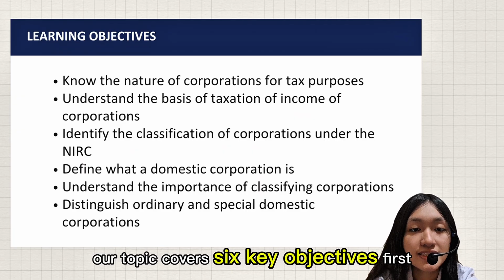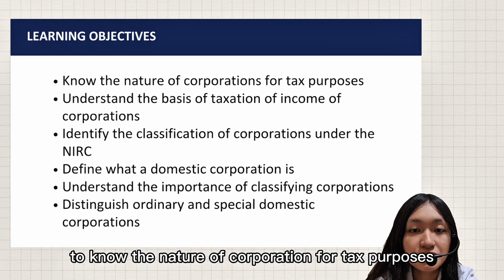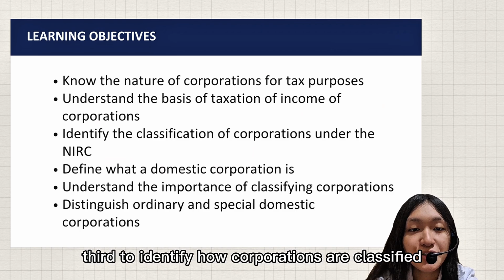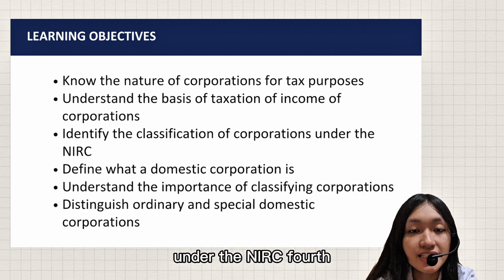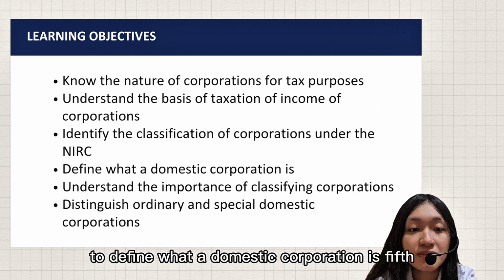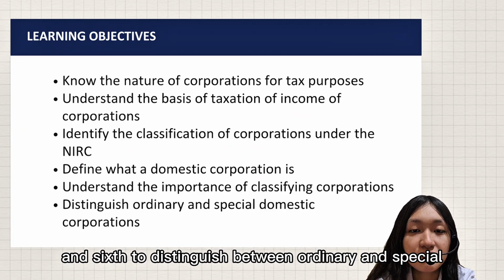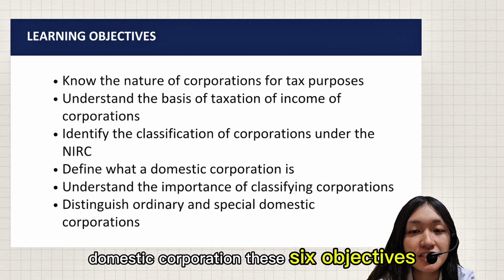Our topic covers 6 key objectives. First, to know the nature of corporation for tax purposes. Second, to understand the basis of taxation of their income. Third, to identify how corporations are classified under the NIRC. Fourth, to define what a domestic corporation is. Fifth, to understand why classifying corporation matters. And sixth, to distinguish between ordinary and special domestic corporation.